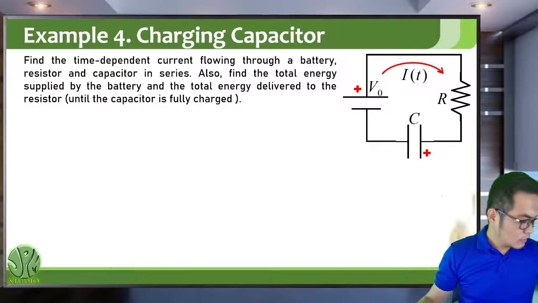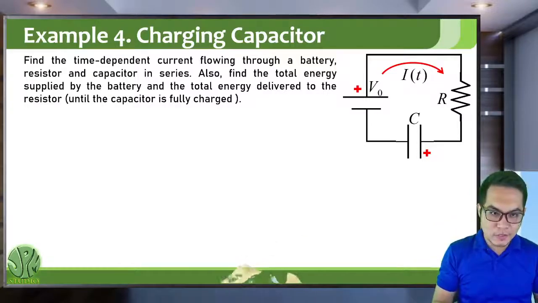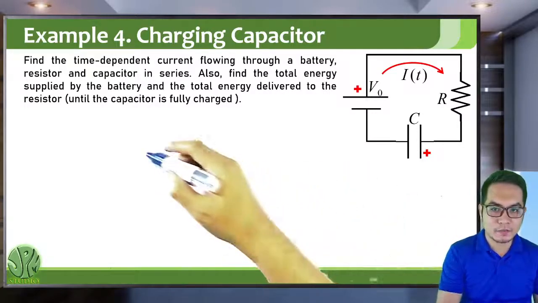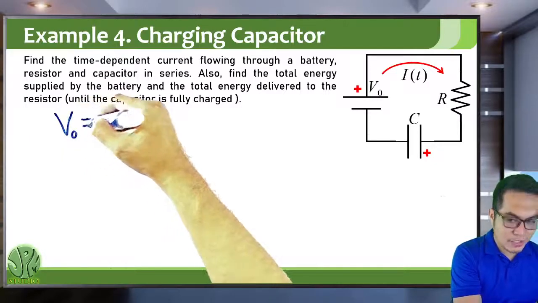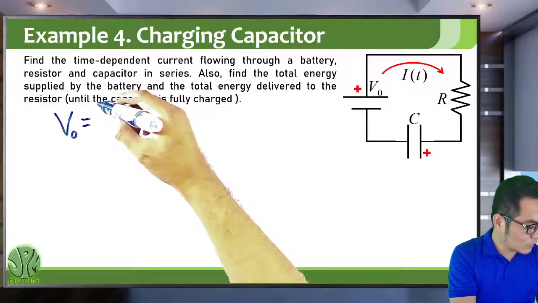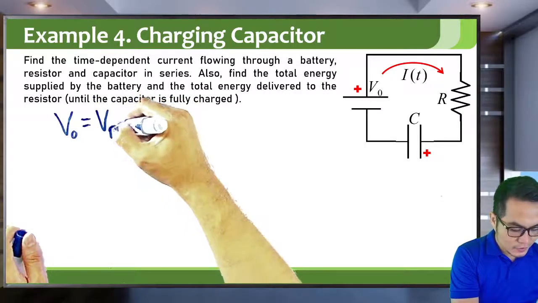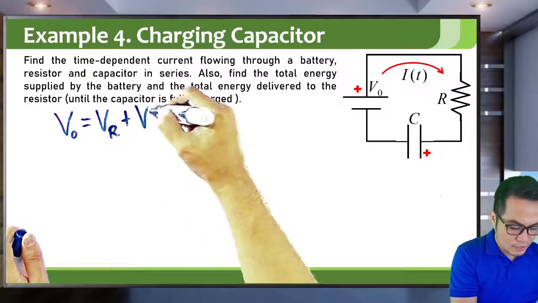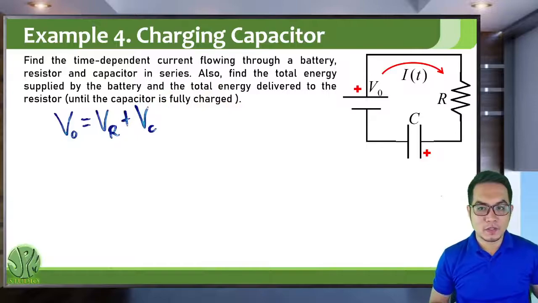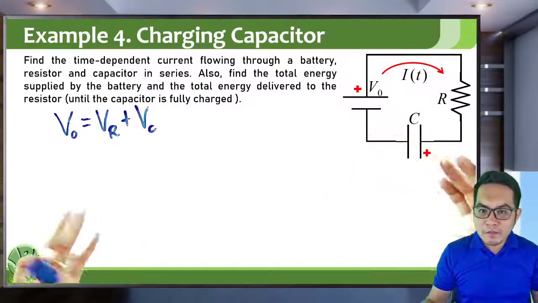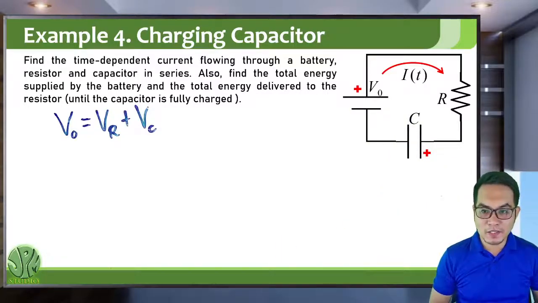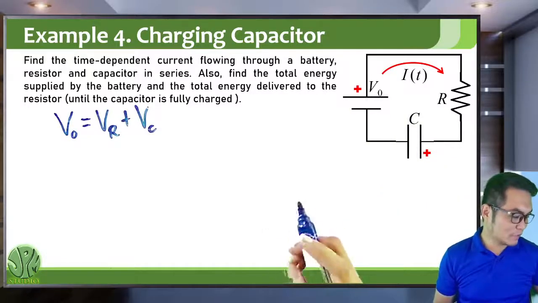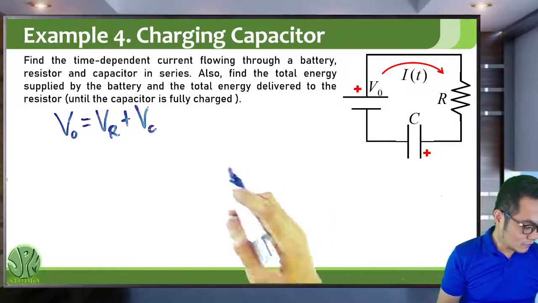Okay. So the voltage of the source will be divided, because this is a series connection. The voltage of the source will be divided into the voltage of the resistor and the voltage of the capacitor. So this V0 will be divided into the voltage of the resistor and the voltage of the capacitor. A series connection is a voltage divider.